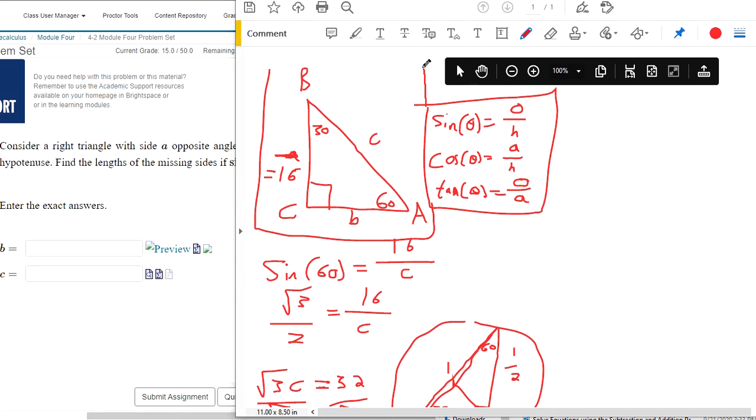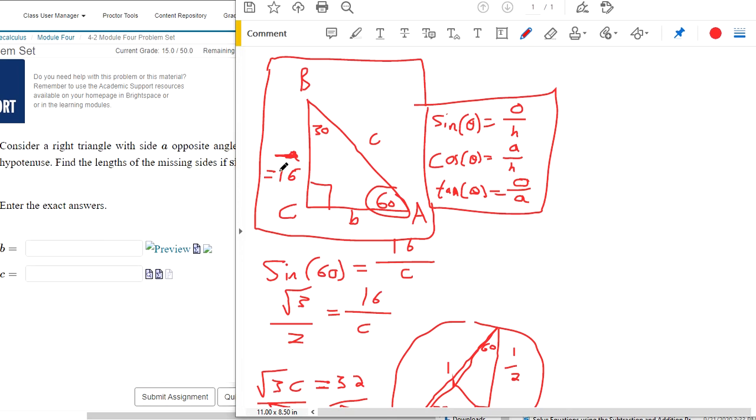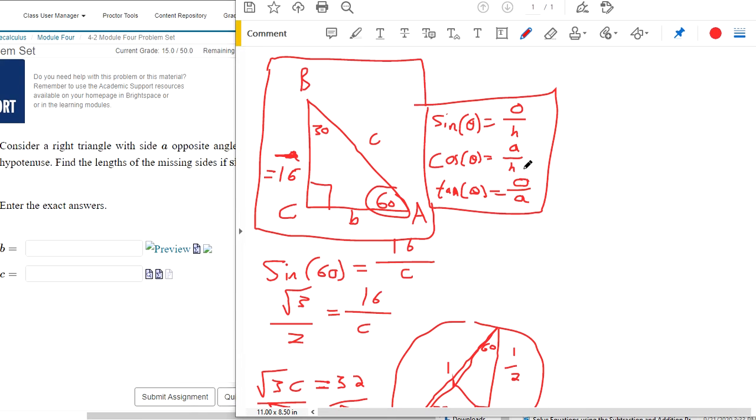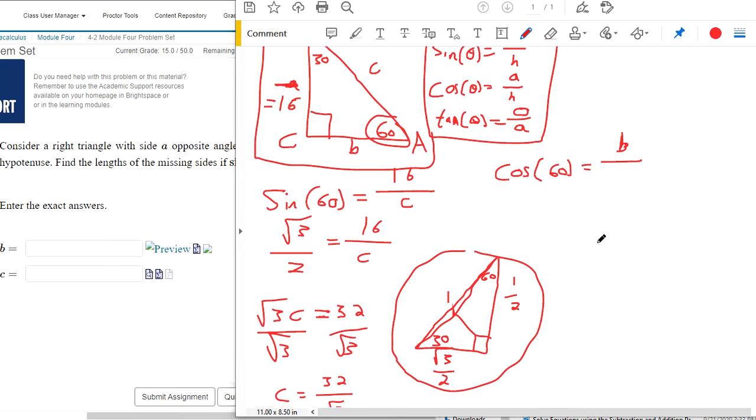So in order to get side b, if we're going to use the right angle trig approach, look from the 60 degrees perspective again. We can't use sine because that would be the opposite divided by the hypotenuse. That doesn't involve b at all. So looking from the 60 degrees perspective, we could use cosine, because if this is the opposite and this is the hypotenuse for 60 degrees, then this has to be the adjacent. So cosine of 60 is the adjacent side divided by the hypotenuse, which is 32 over the square root of 3.